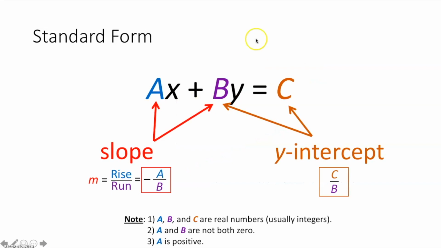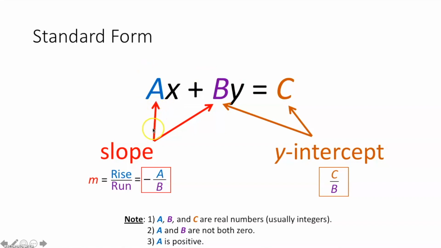Now we're going to talk about standard form. Standard form is ax plus by is equal to c. You don't readily get your slope or your y-intercept like you did in slope-intercept form. If you look at slope-intercept form, you can tell exactly what your slope and your y-intercept are. Here, you got to do a little work.